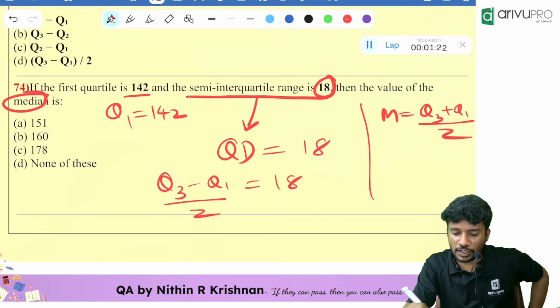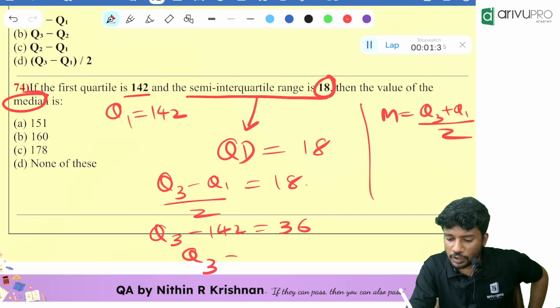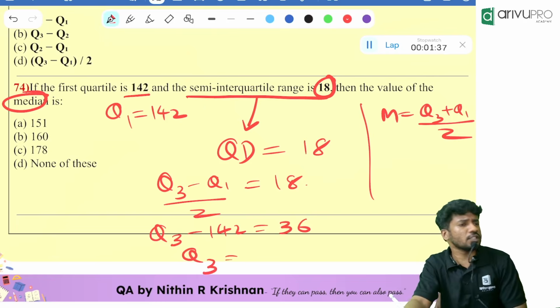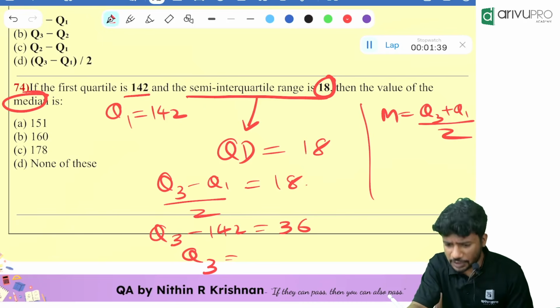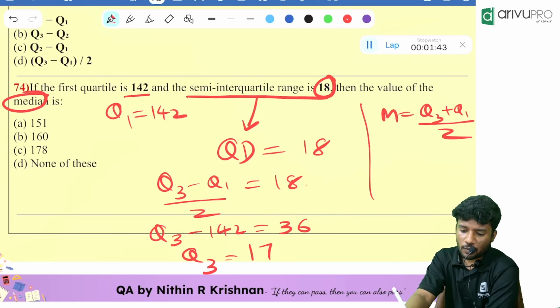Everyone take your calculator. 18 is here. Q3 is how much? Q1 is 142. That means Q3 minus 142, divided by 2, is equal to 18. Cross multiply. The 18 into 2 will become 36. So Q3 is equal to how much? Take this minus to the other side. It will become positive. 142 plus 36 is equal to how much?